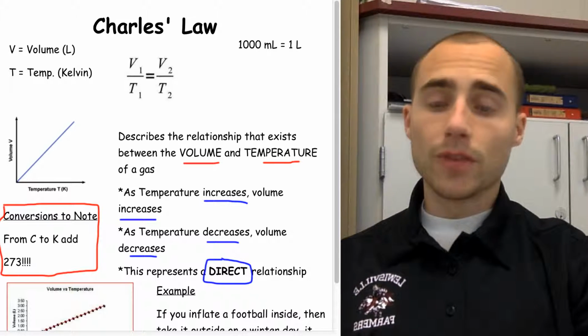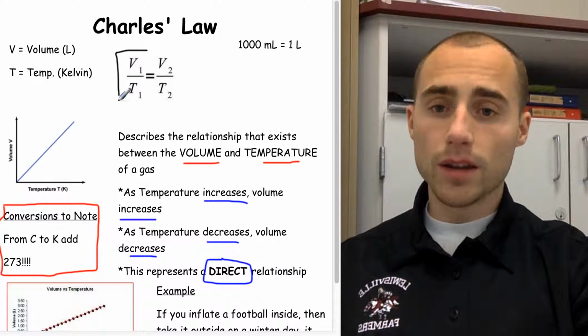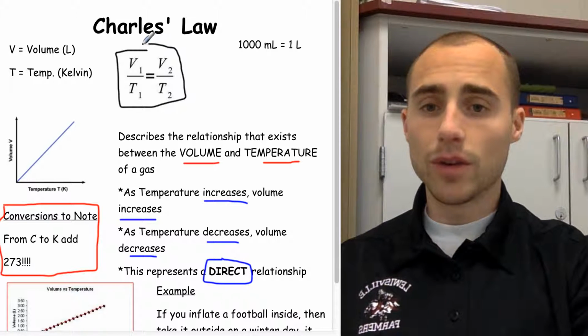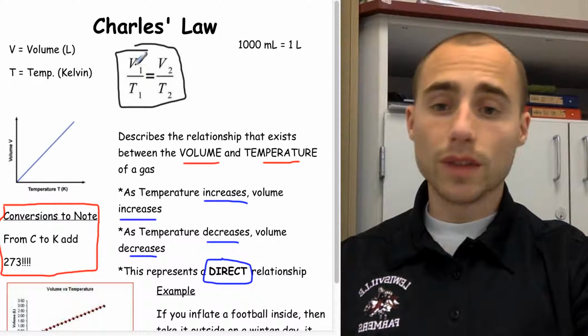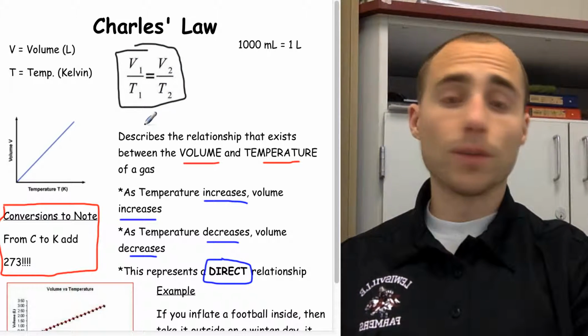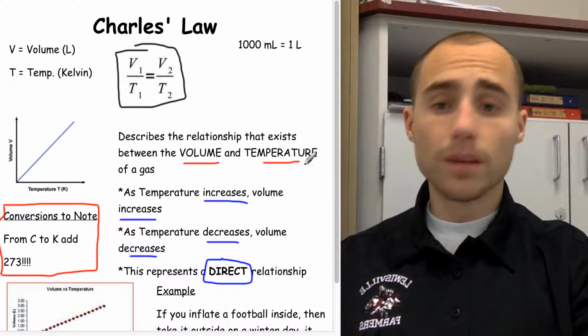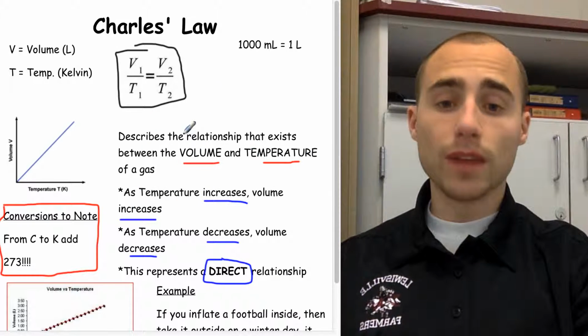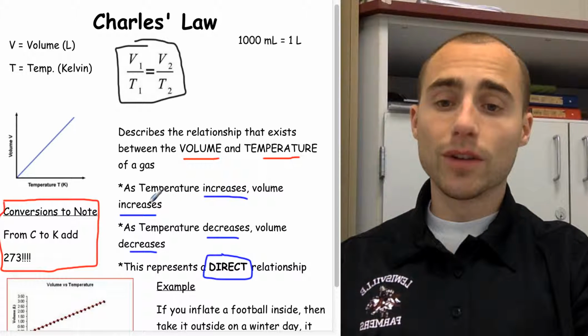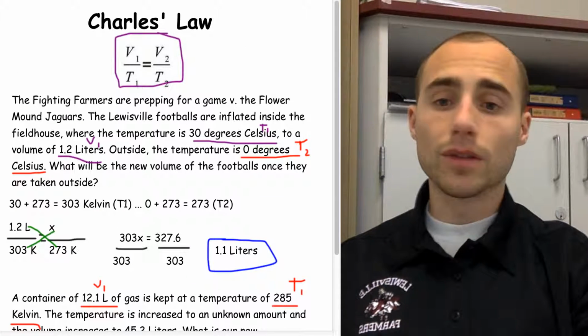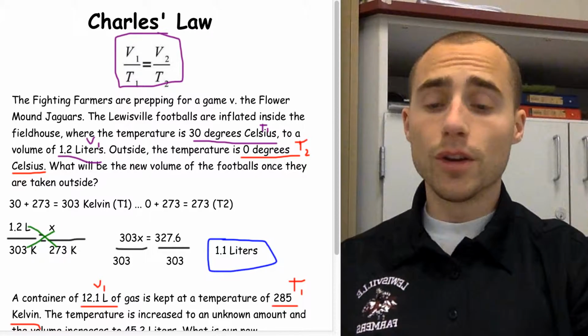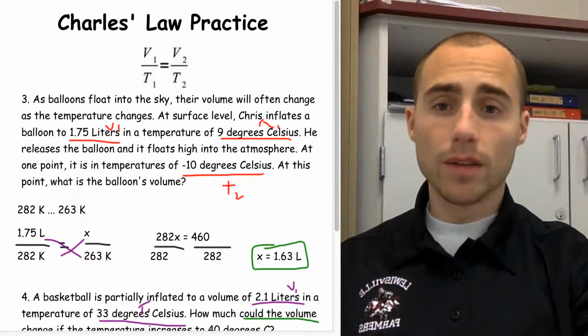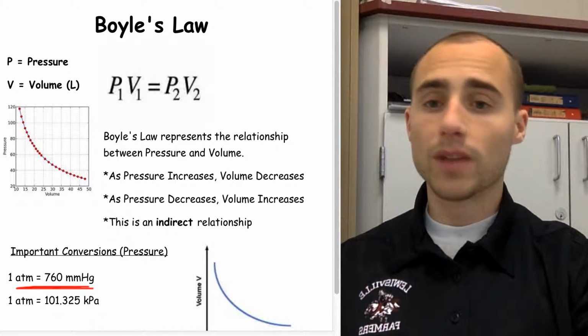Charles' law. Here is our equation right here. You're going to want to know the Charles' law equation. Again, this is one where you just identify the numbers, and then you cross multiply and solve. It's volume and temperature, and it's a direct relationship, meaning as temperature increases, volume will also increase. These are some of the practice problems that we had. You can go back and watch some of those. All it is is cross multiplication.